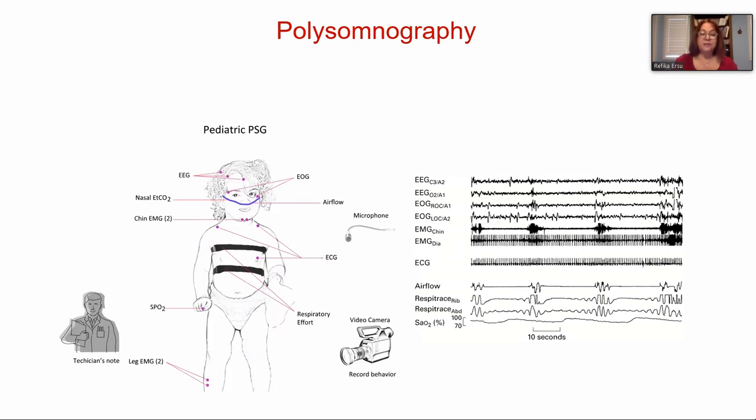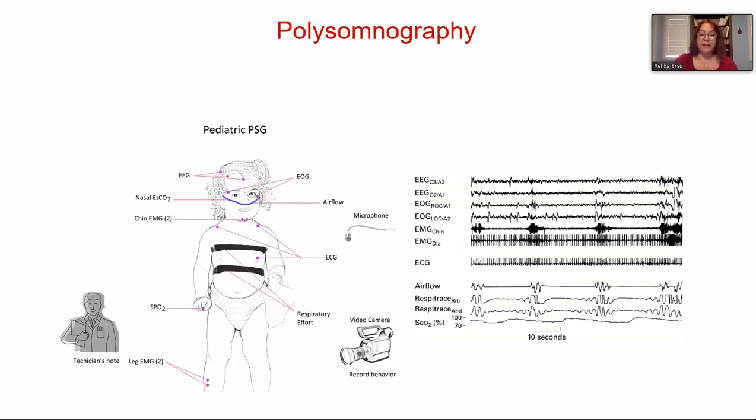Those are the ones that we use to stage sleep, whether it's non-REM or REM, or which stage of non-REM sleep, and also to look at the arousals. Those arousals give you a sense of how disrupted the sleep is. We look at the ECG to see if there are any arrhythmias, and then we can add some ancillary channels, such as leg EMG, for example, to look at periodic leg movements, which we will not talk about today.